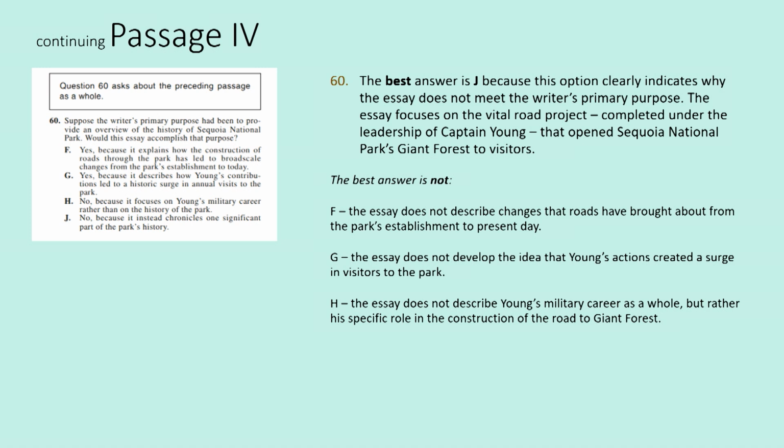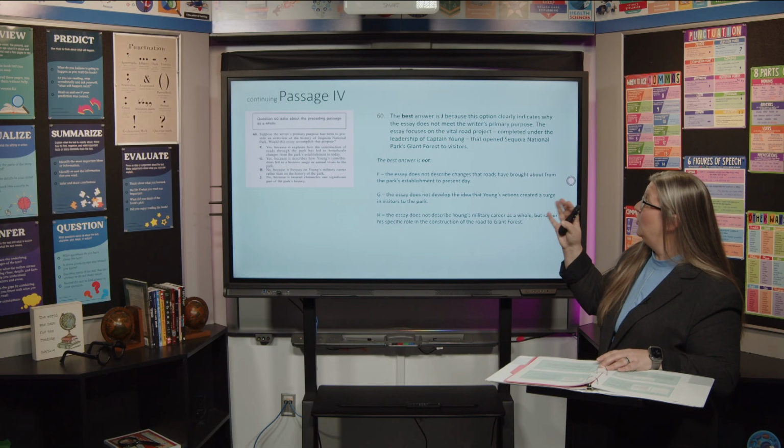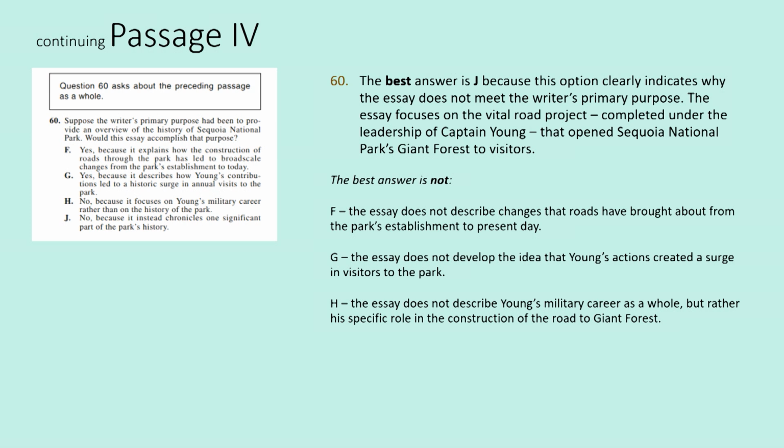So remember we talked about the last question in a passage likely will have to do with the entire passage, and this one does. Question 60 actually asks about the preceding passage as a whole. It's looking at the entire passage. And the question says, suppose the writer's primary purpose had been to provide an overview of the history of the Sequoia National Park. Would this essay accomplish that purpose?